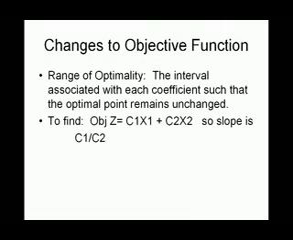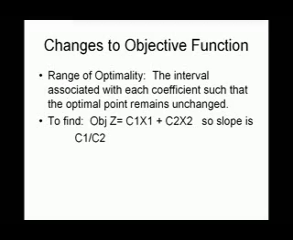So let's start with changes to the objective function. First, we're going to define the range of optimality and then calculate it. The range of optimality is the interval associated with each coefficient such that the optimal point remains unchanged. So as long as you change your profit within that range, the x values aren't going to change. Of course, your profit's probably going to change, but the x values stay the same.